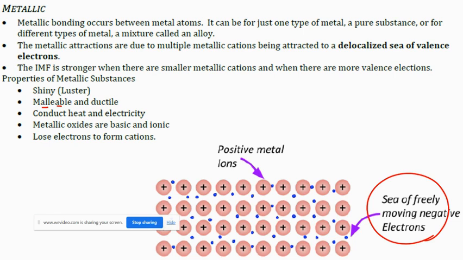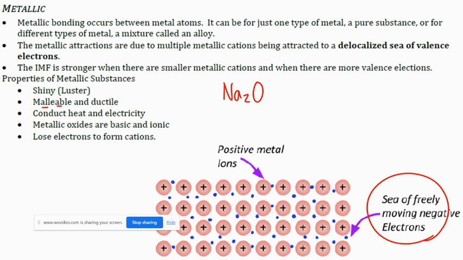Metallic oxides are basic and ionic. So that just means that if you have like Na2O, that's going to be basic if you put it in water. And we'll get into that later on this year. Don't want to touch that one yet. And then they're also ionic compounds because of the electronegativity differences. And then they lose electrons to form cations.